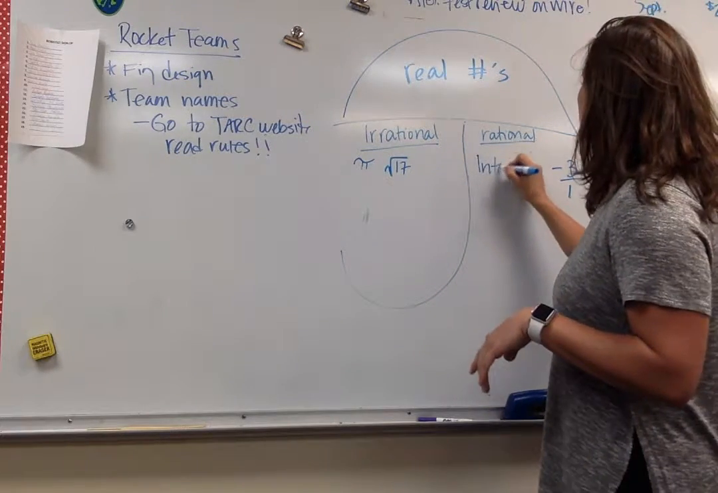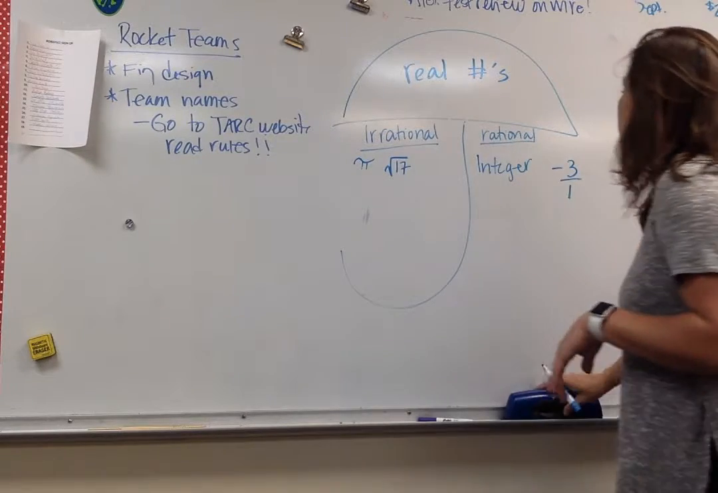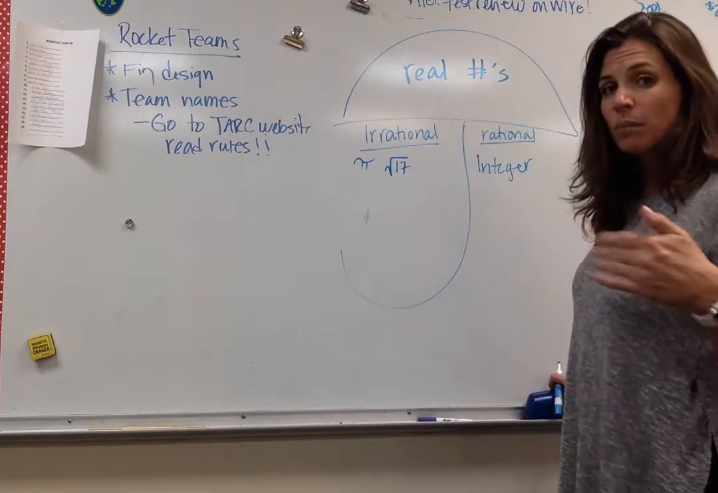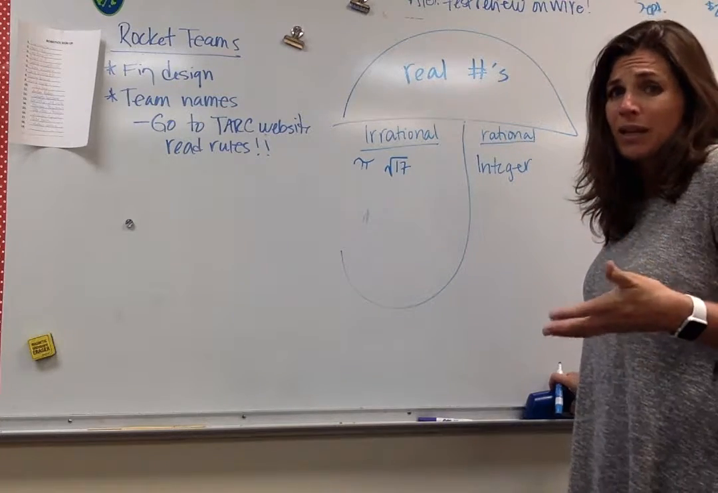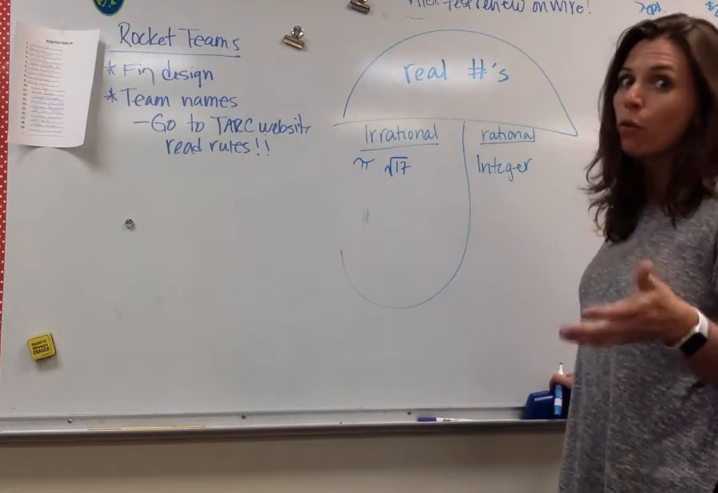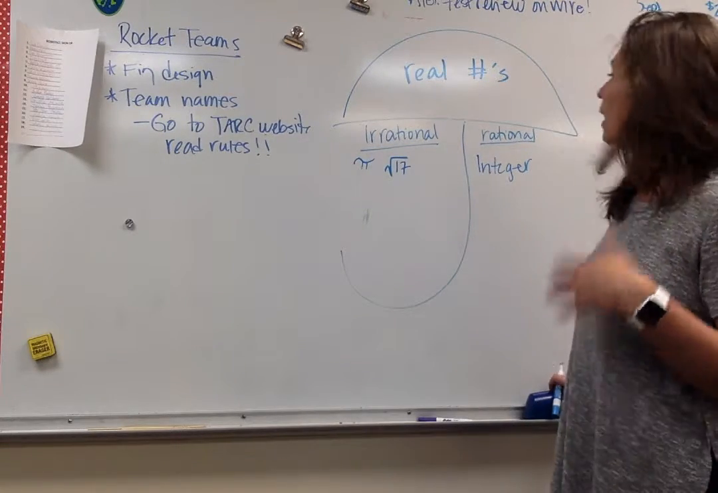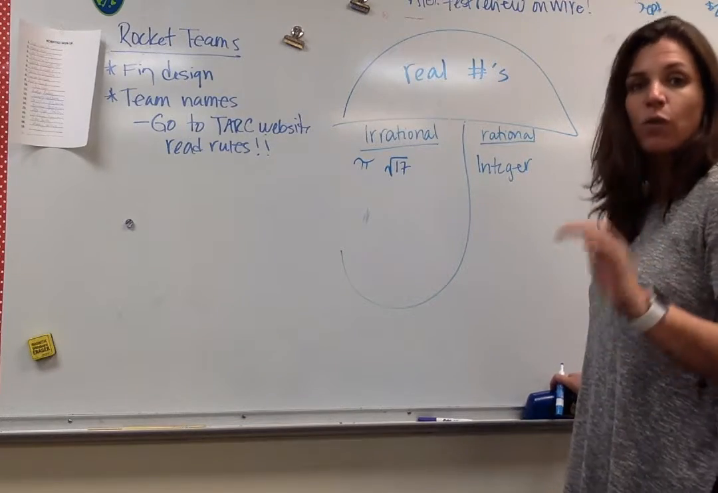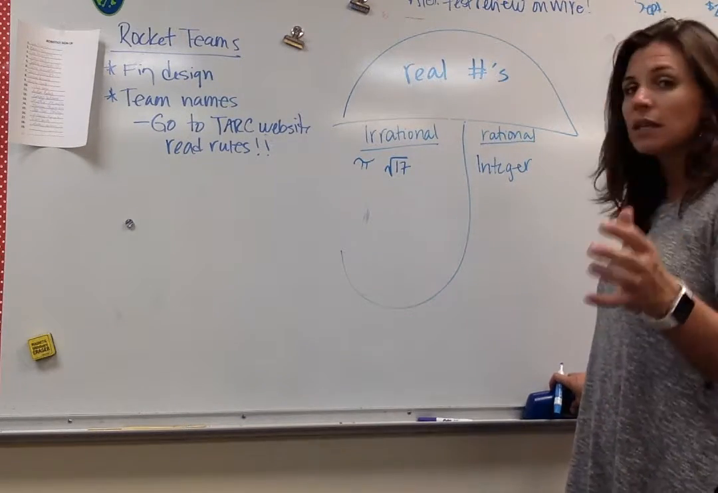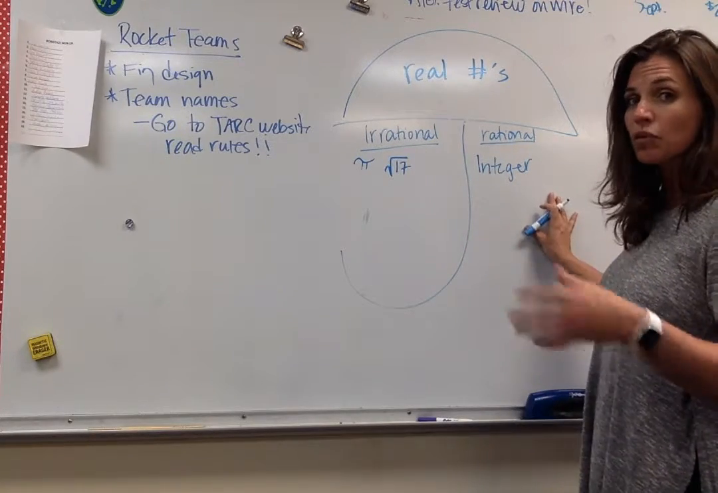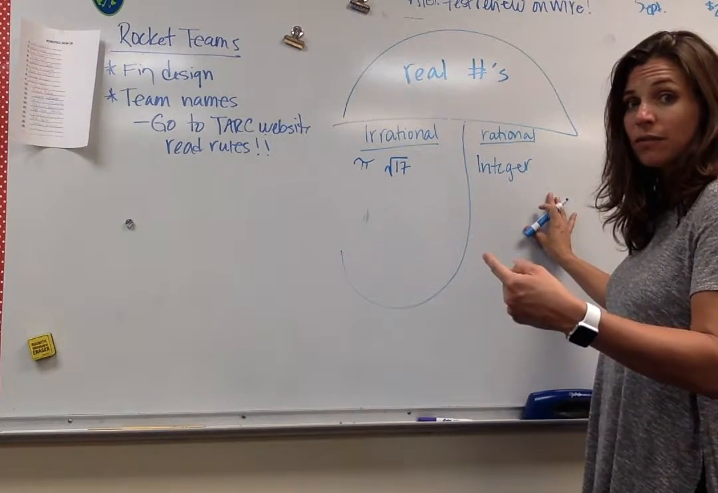So an integer are counting numbers that are negative and positive. Now, what does a counting number mean? It means it's easy to count. I'm not going to count by 3/4, so I'm not going to count by a fraction. I'm going to count by numbers that are easy, like -3, -4, -5, -6, 0, 1, 2, 3. So integers are counting numbers that are both negative and positive.